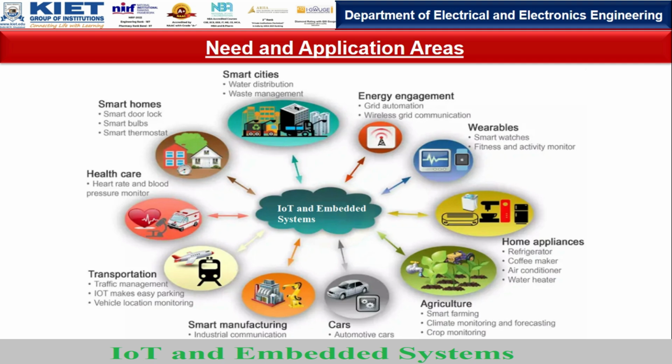So over here we have the need and application area of this IoT and embedded system, as you see in smart cities, smart home, healthcare system, transportation, smart manufacturing, smart cars, agriculture field, home appliances, wearable devices for health checking, energy management system. In every field you will find applications of IoT and embedded system.